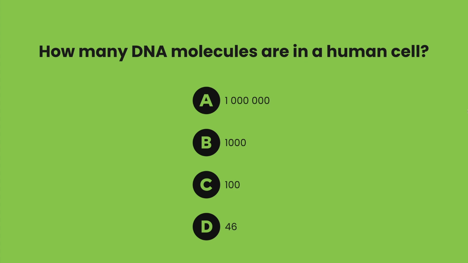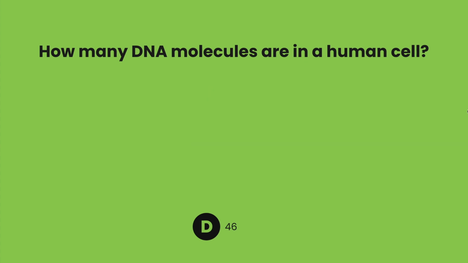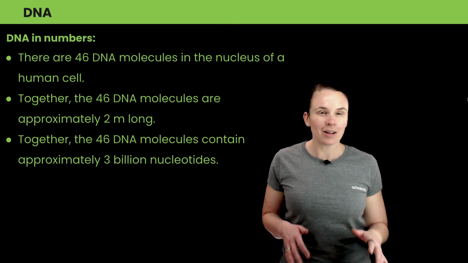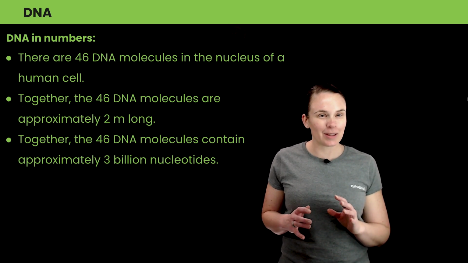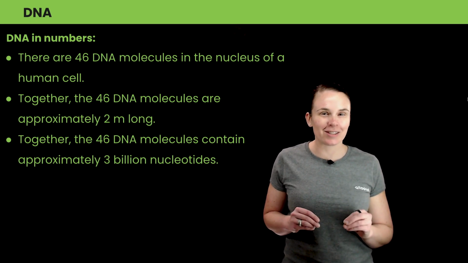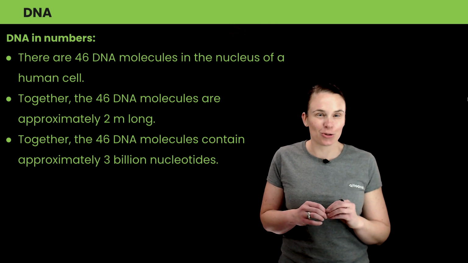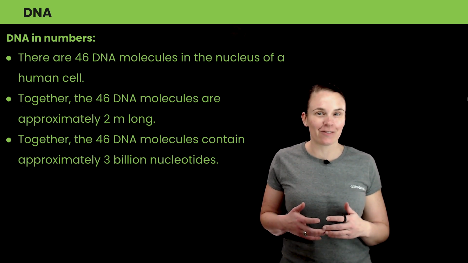How many DNA molecules are in a human cell? Is it A, 1 million, B, 1,000, C, 100, or D, 46? The answer is D, 46. Okay, so I kind of know what you're thinking. You're probably thinking, wait, only 46 DNA molecules to control and contain all of my genetic information?